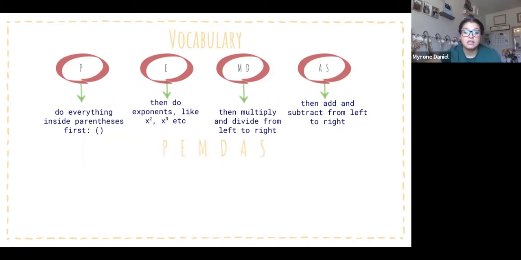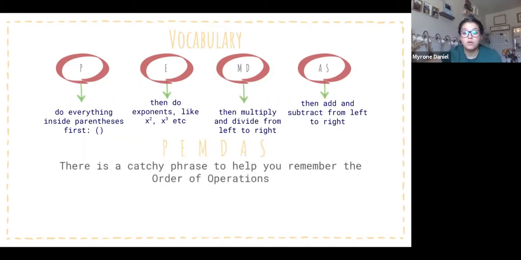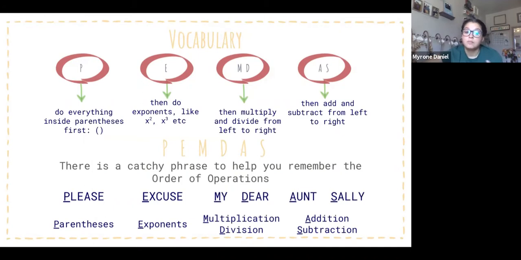So PEMDAS. This also can be a catchy phrase to help you remember the order of operations. Please excuse my dear Aunt Sally. P is parentheses, E is exponents, M and D are multiplication and division, and A and S are addition and subtraction. So please excuse my dear Aunt Sally will help you make sure that you are answering your expressions in the correct order that they're supposed to be done by. Make sure that you're doing them in the correct order so that you know that you are solving your equation correctly.